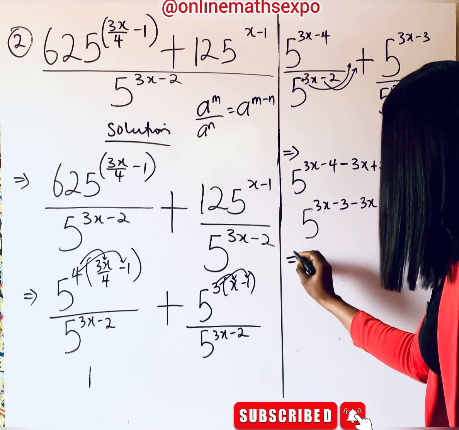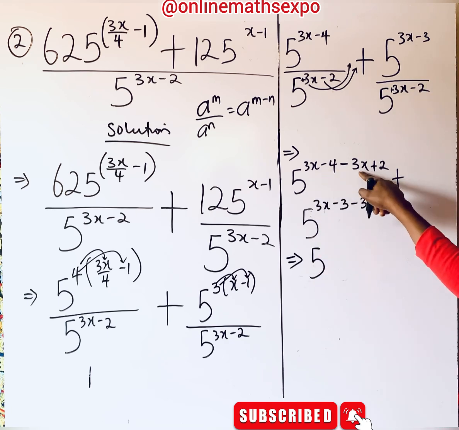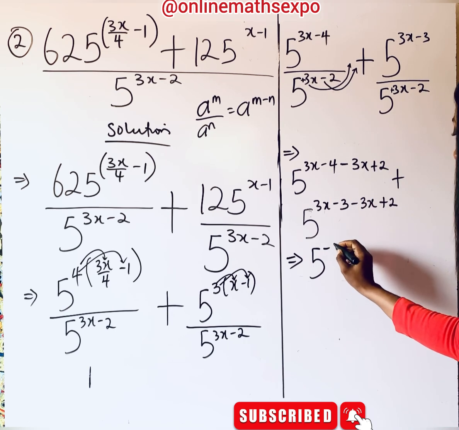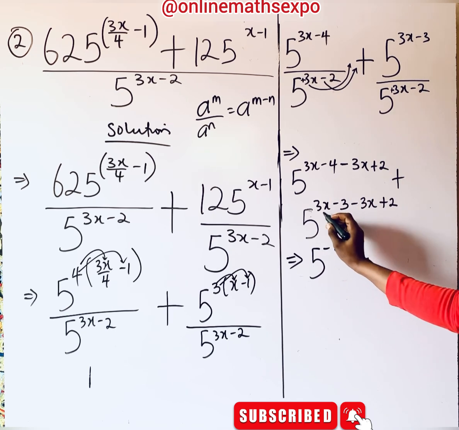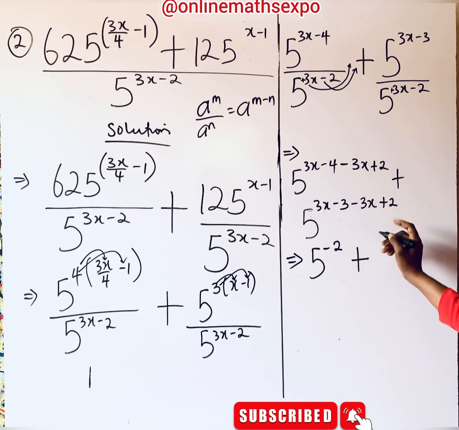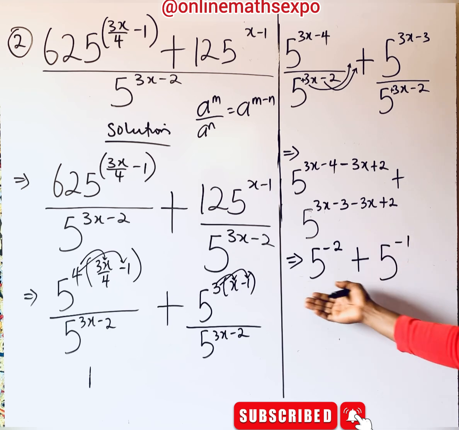So let's continue. We are going to now have 5. You collect like terms. 3x minus 3x is 0. So we have negative 4 plus 2 will give us negative 2, plus 3x minus 3x is gone. So we have negative 3 plus 2 will give us negative 1. So we have 5 to the power of negative 1. Did you see it? So just simplify this.